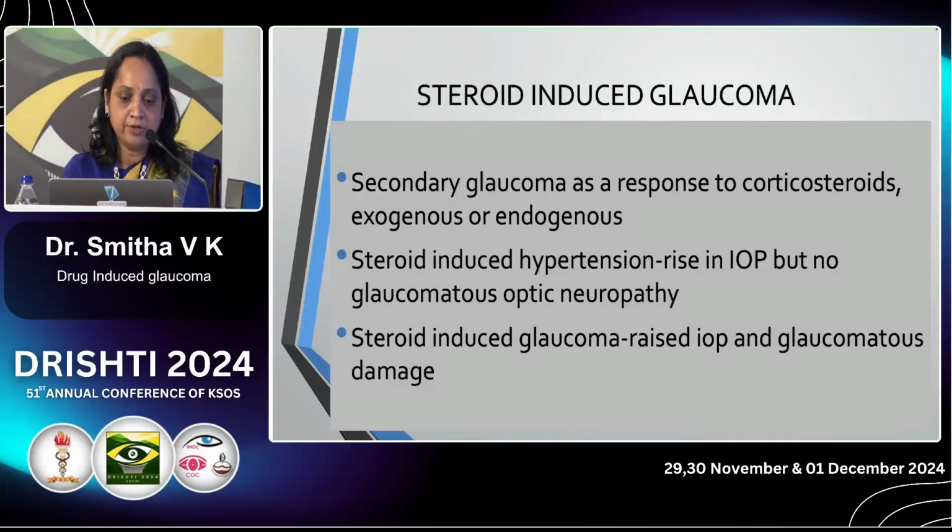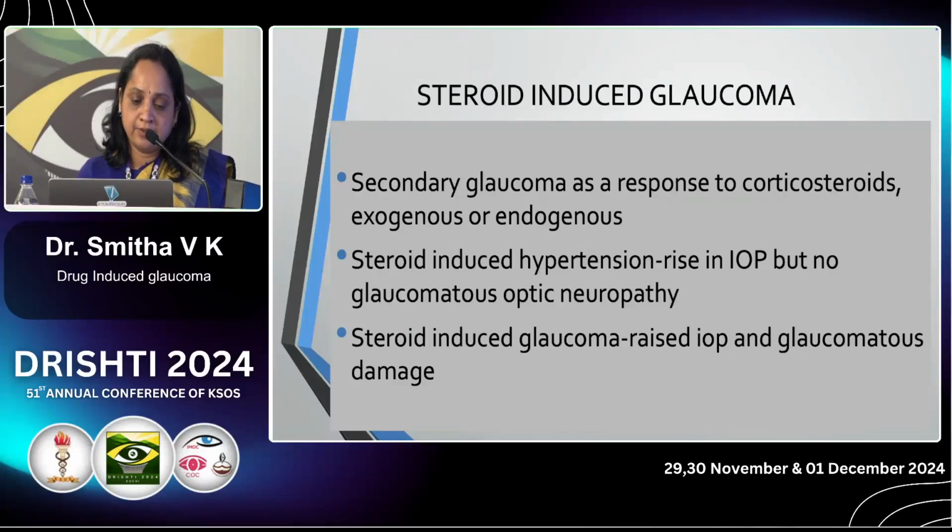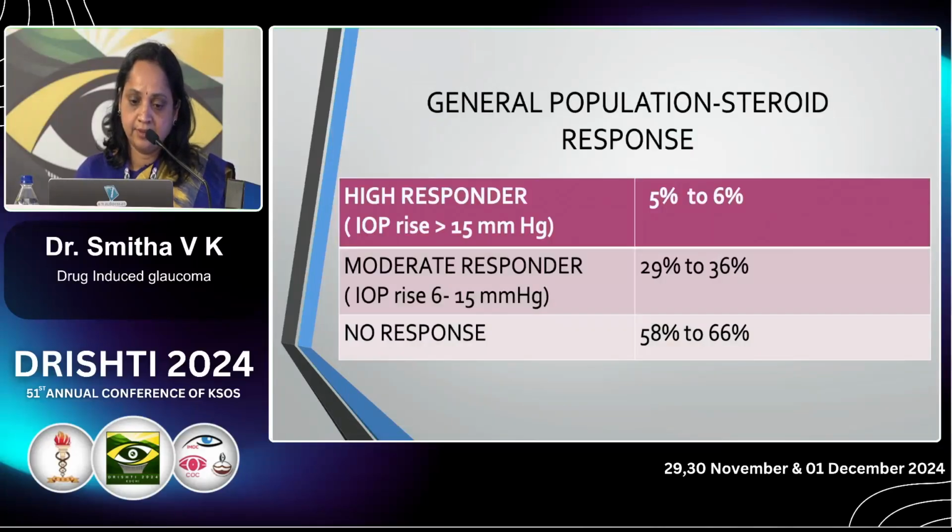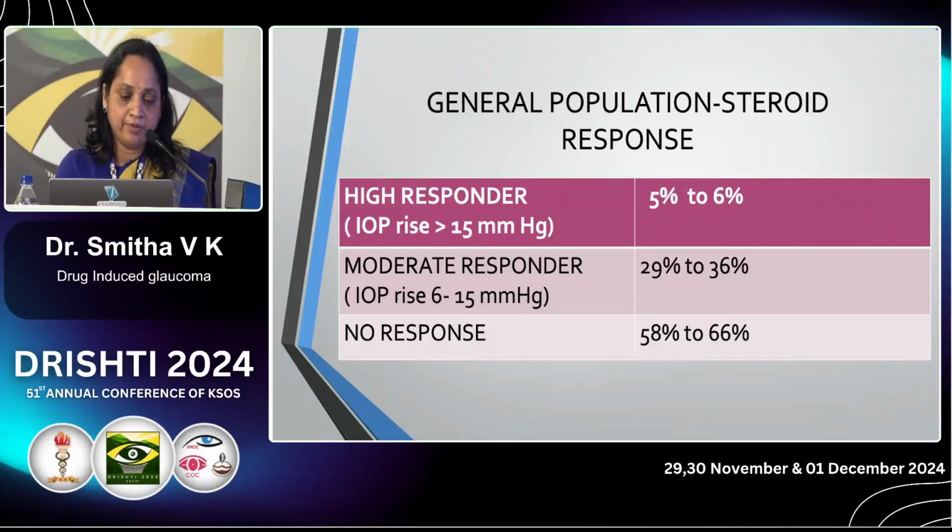So steroid-induced glaucoma can be a response to exogenous or endogenous steroids. It is called steroid-induced hypertension when there is rise in IOP but there is no glaucomatous optic neuropathy, and steroid-induced glaucoma when there is raised IOP with glaucomatous changes. In the general population, about 1/3 are moderate responders with IOP rise of 6 to 15 millimeter mercury, and 5 to 6% are high responders with IOP rise more than 15 millimeter mercury.